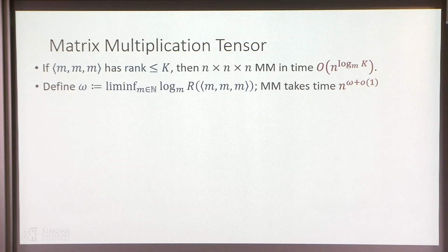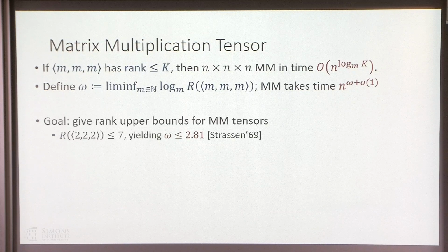And then we can define omega as just the limit over m of log m of the rank of m by m matrix multiplication. And you can say matrix multiplication takes n to the omega time. All right, so now this motivates the goal of getting upper bounds for matrix multiplication tensors for fixed dimensions. So for 2 by 2, we know the rank is at most 7. In fact, it's exactly 7. And so you get Strassen's bound.